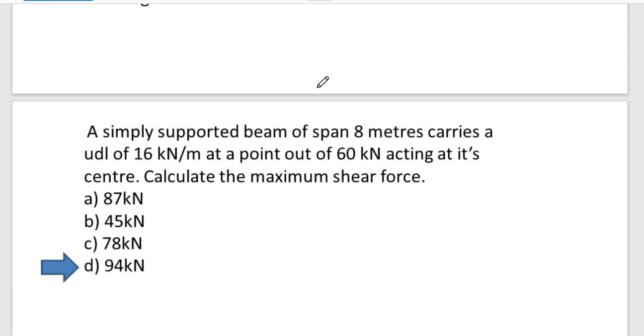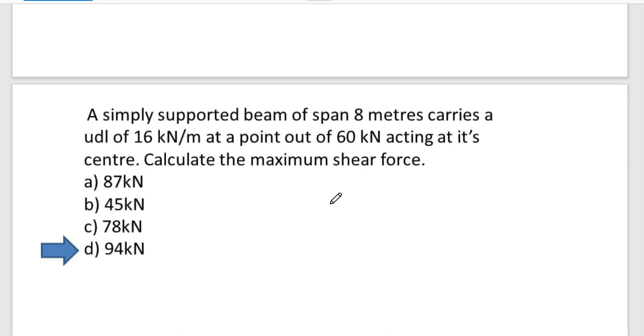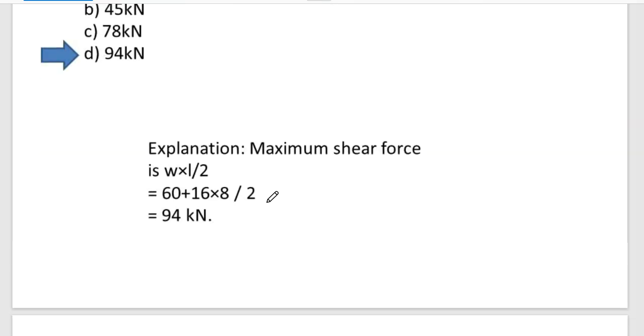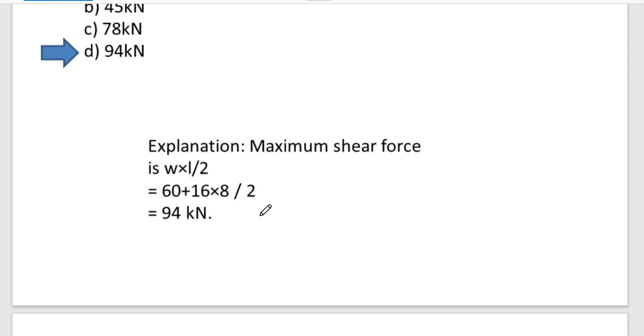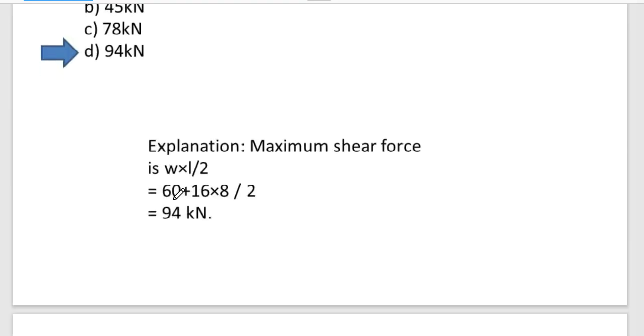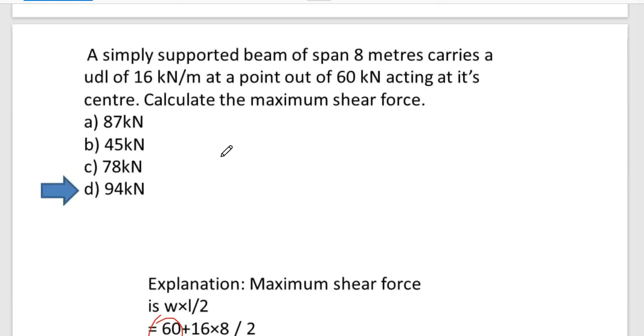Next, a numerical. A simply supported beam of span length 8 meter carries a UDL of 16 kilonewton per meter and a point load of 60 kilonewton acting at its center. The maximum shear force is asked. So basically the maximum shear force for a simply supported beam having UDL is WL/2, right, but here a point load is also there.